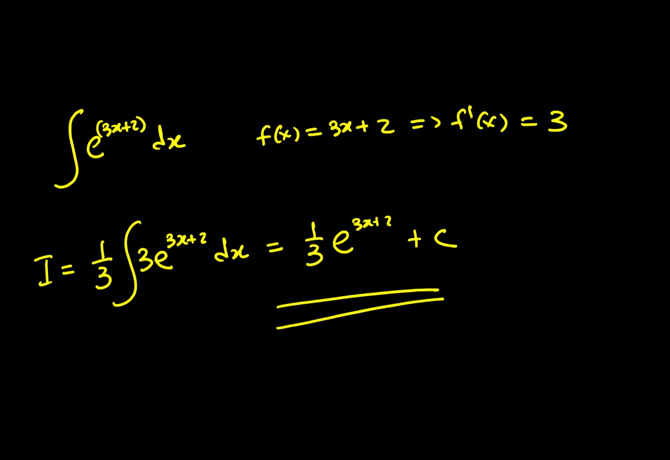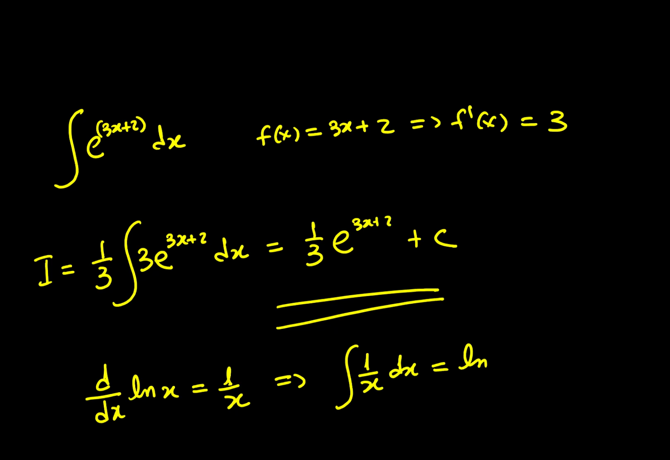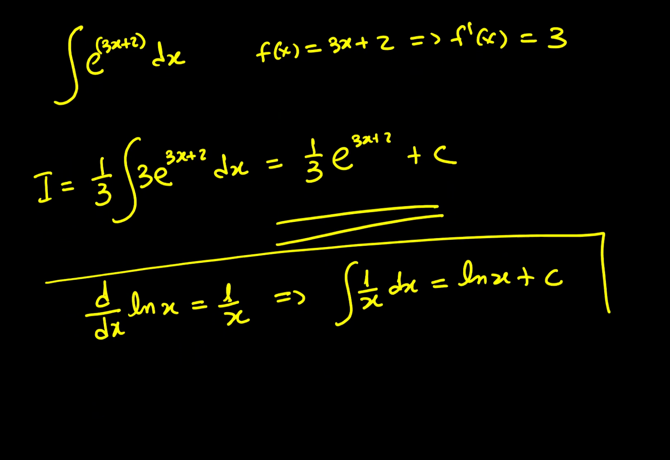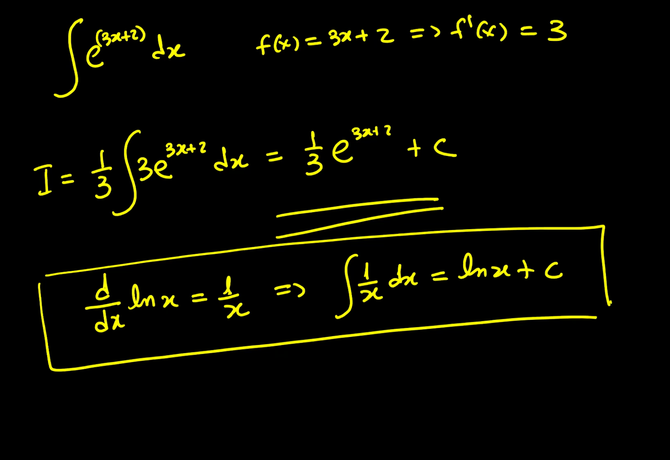We know that the derivative of ln x is equal to 1 over x. This would mean that the integral of 1 over x dx is equal to ln x plus c.